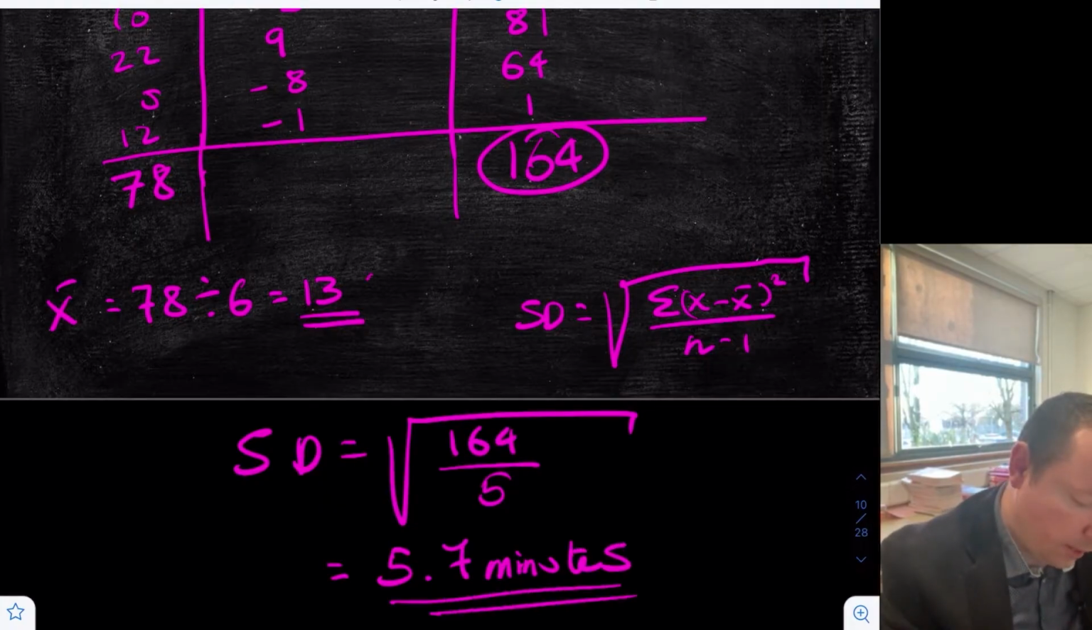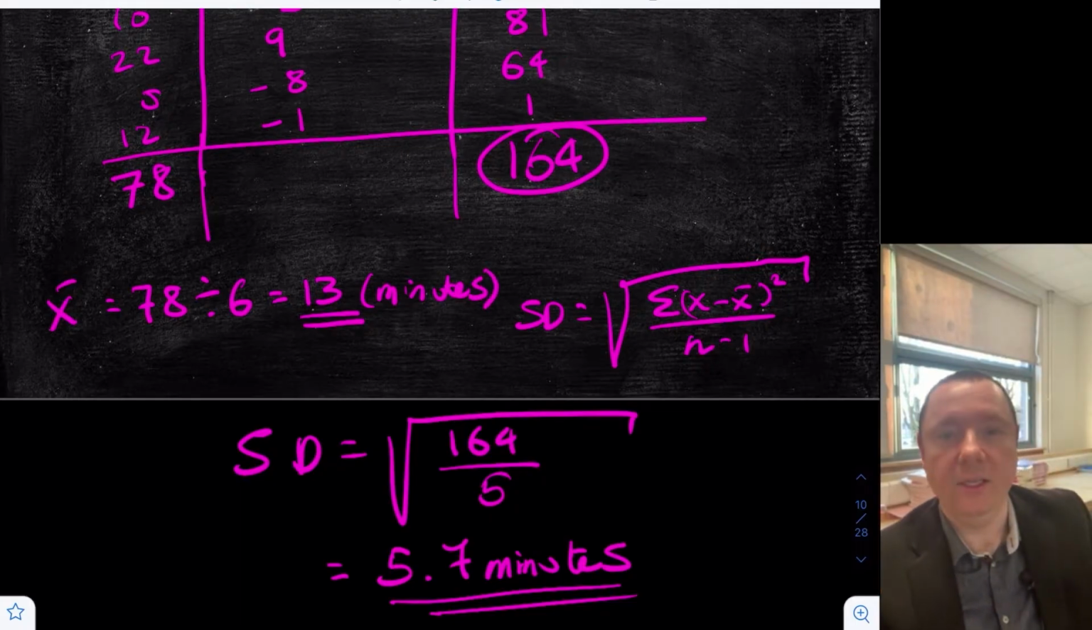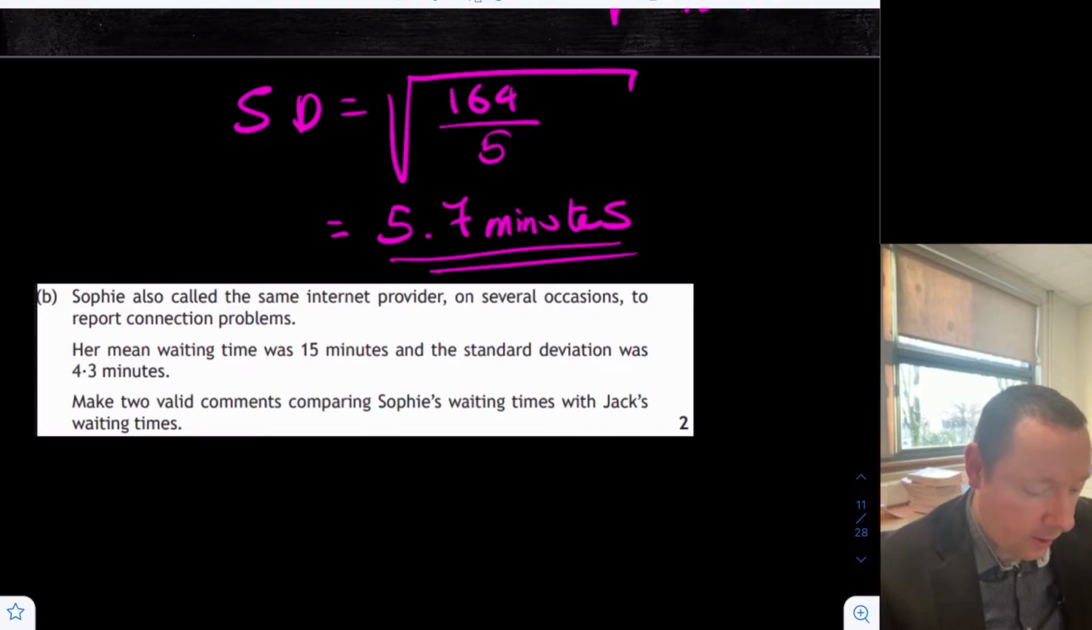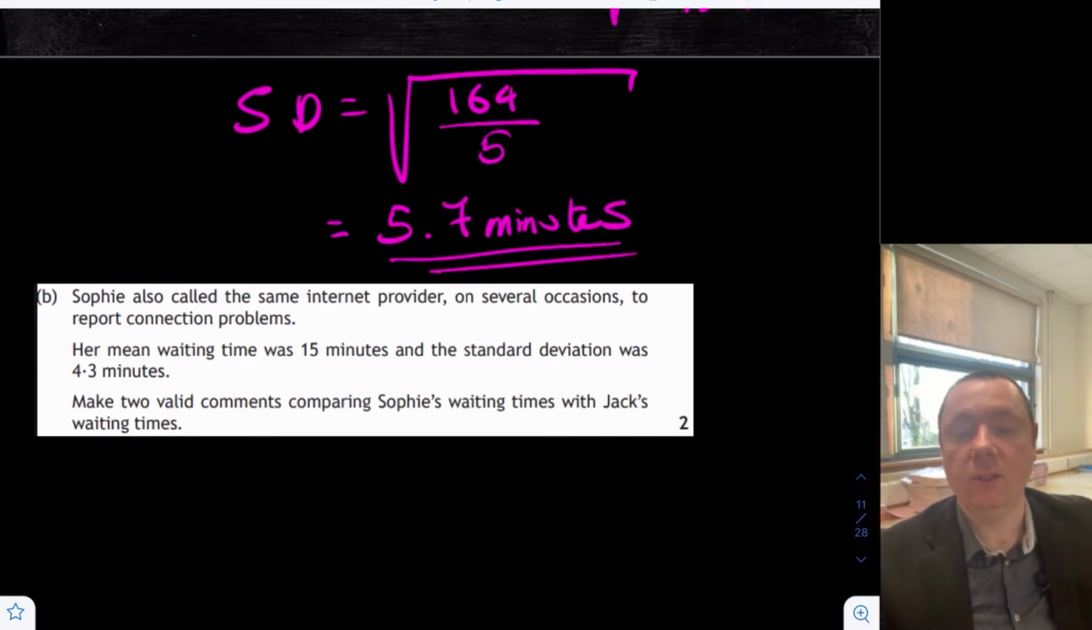Technically on the mean that would be minutes as well, but most of the time you won't lose marks for missing that on the mean and standard deviation. Part B says, Sophie called the same internet provider on several occasions to report connection problems. Her mean waiting time is 15 minutes and the standard deviation is 4.3. Make 2 valid comments. So 1 comment to compare the mean and 1 to compare the standard deviation.